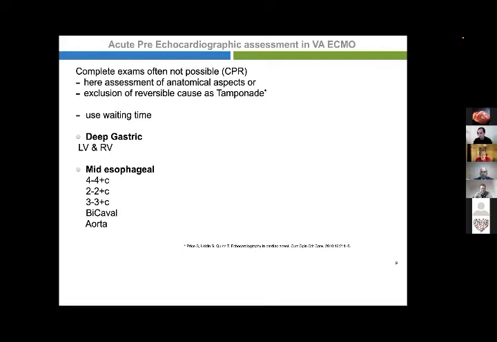As in every interventional echocardiography, there's a time when the intensivist is looking for the groin, looking for the needles. You can use this time to do a quick overview of the heart. My approach: at first, I go deep gastric and look at the LV and RV. Then I take mid-esophageal four, two and three chamber views with color to look for heart valve disease and how the left and right ventricles are doing. I look at the bicaval view and of course at the aorta. But I'm always aware that when the intensivist calls for help, I will stop looking and help him.